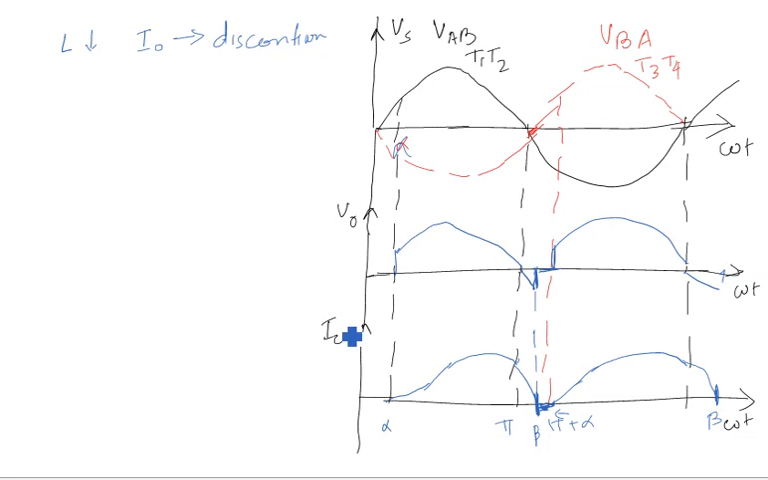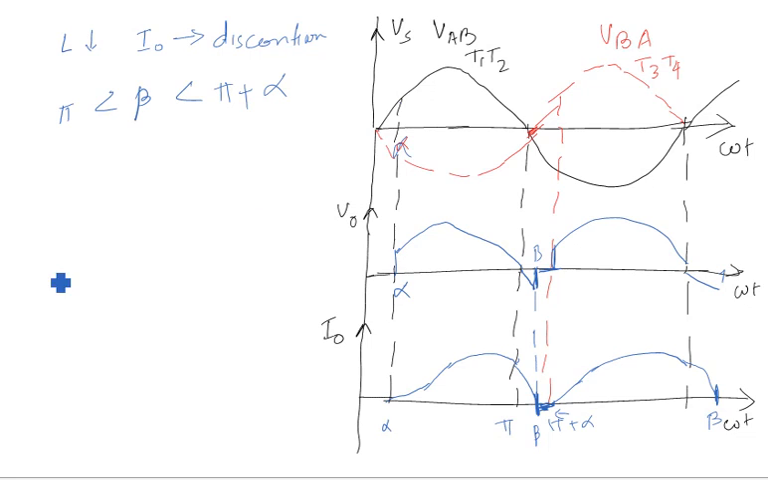So your waveform starts from alpha and it goes to beta, and this beta value will be in between pi and pi plus alpha, right? Because of that also, the discontinuity occurs. The inductor value is very low, that's why this happens.